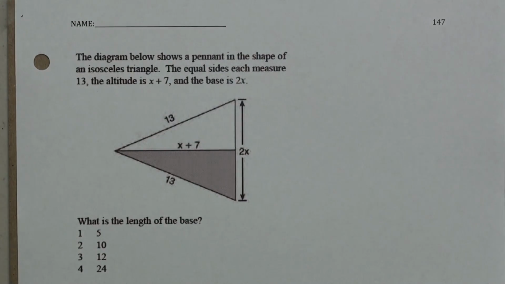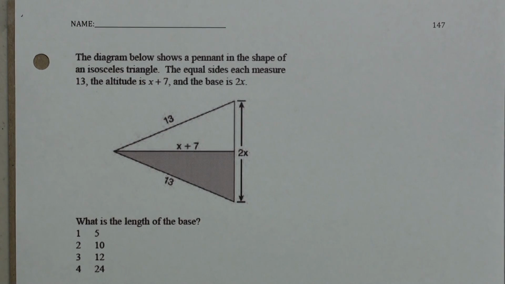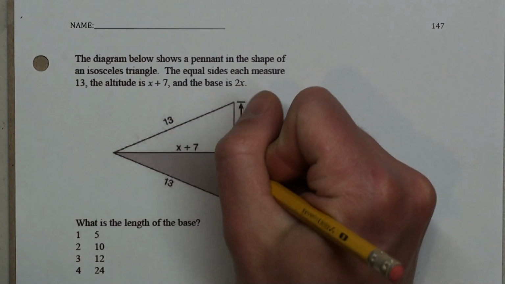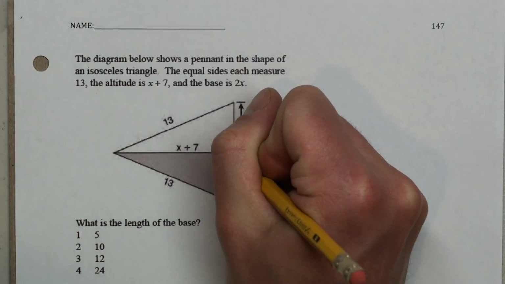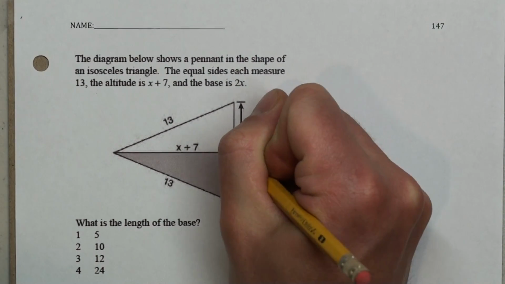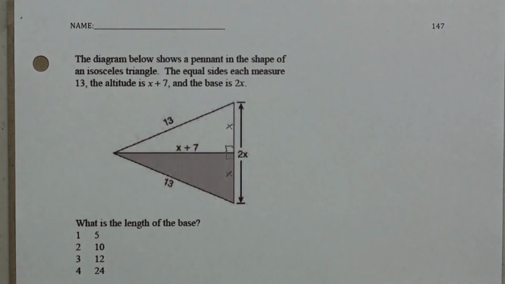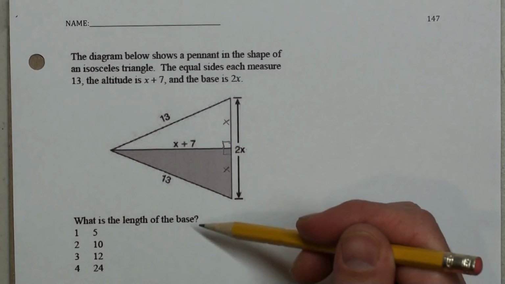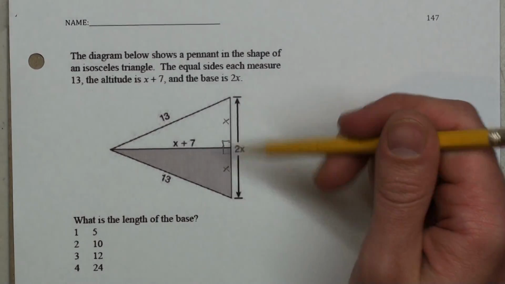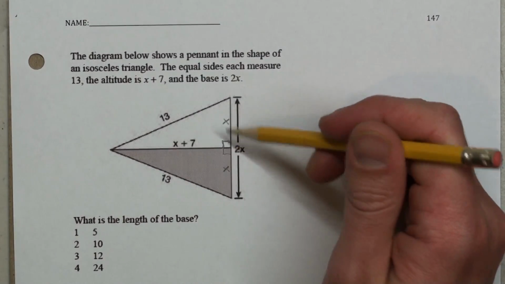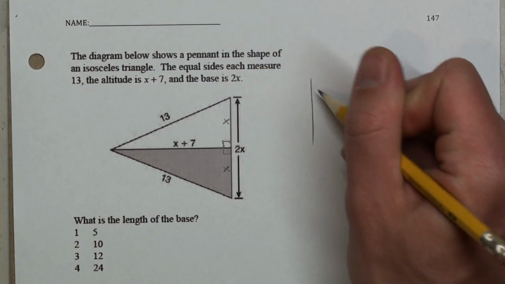Diagram below is a pennant in the shape of an isosceles triangle. The equal sides each measure 13. The altitude is x plus 7 and the base is 2x. So we know that this is a right angle and so is this, and we also know that this is x and this is x if this whole thing is 2x. So now we have two right triangles, so we can find the length of the base. Let's just look at this first right triangle right here. I'm just going to redraw it.